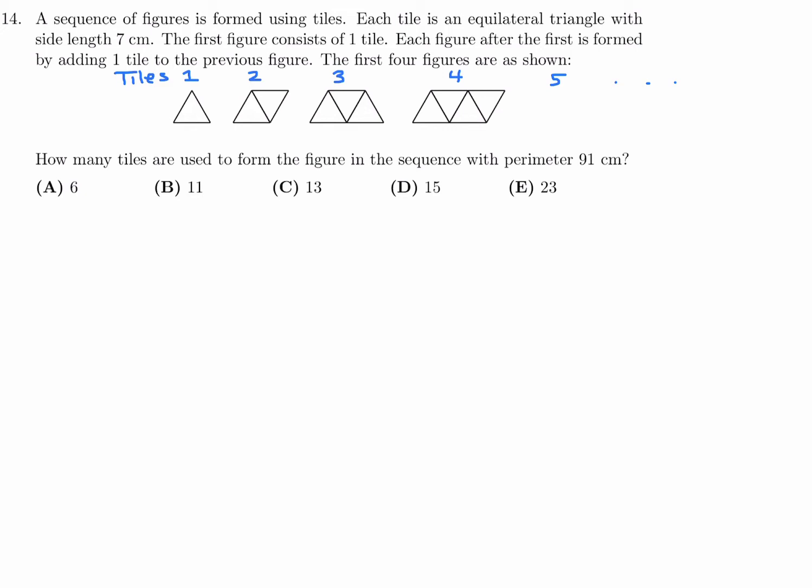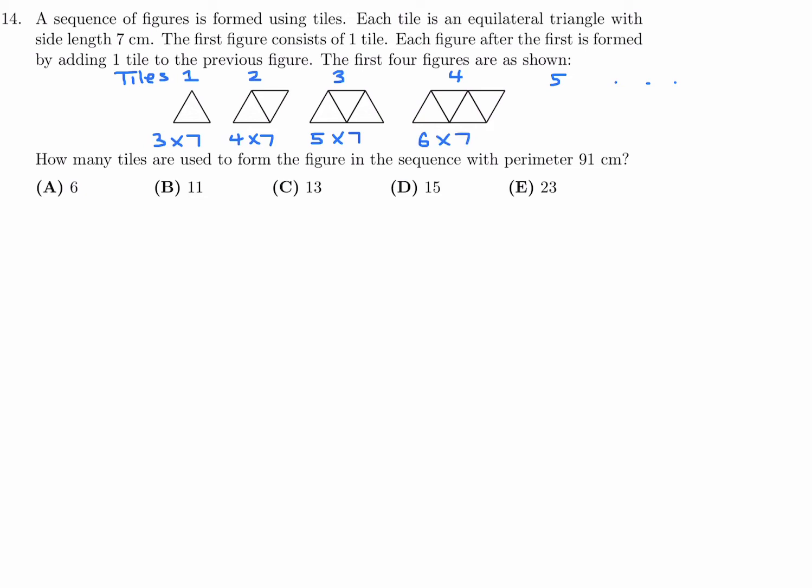So this one has 3 sides. So 3 times 7 is the perimeter, which is 21. This has 1, 2, 3, 4 sides because we're looking at the perimeter now. So that's 4 times 7. This has 1, 2, 3, 4, 5 of those 7s. I think that's a better way of saying it. And this one has 1, 2, 3, 4, 5, 6 of those 7s, and then so on.